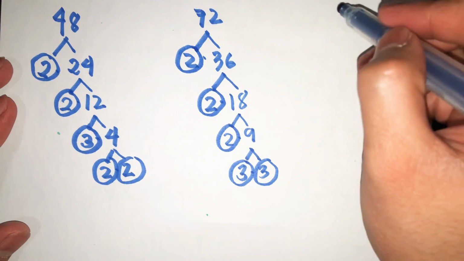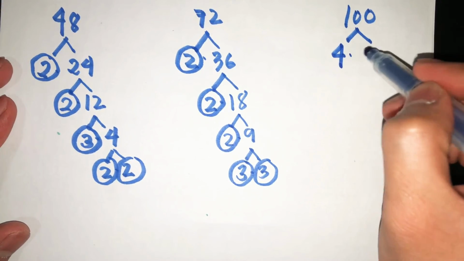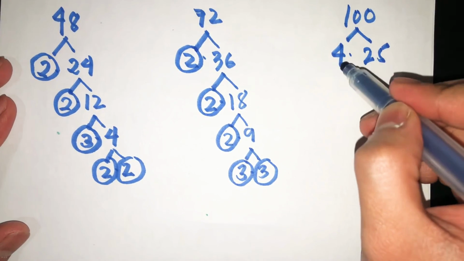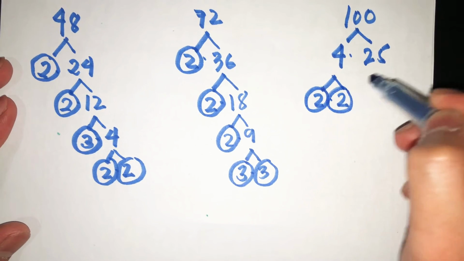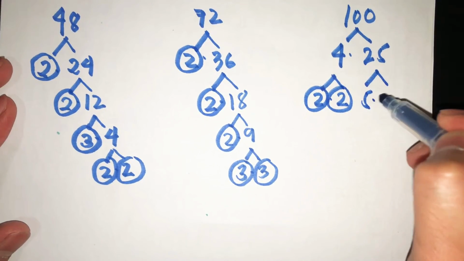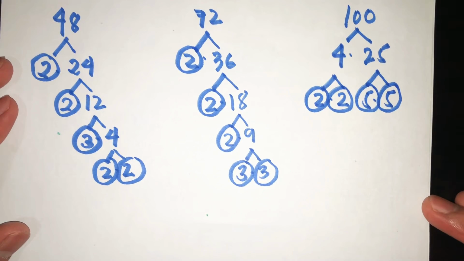Then for 100, we have 4 times 25. For 4, we have 2 times 2. Then for 25, we have 5 times 5. Okay? Now what is the next step?